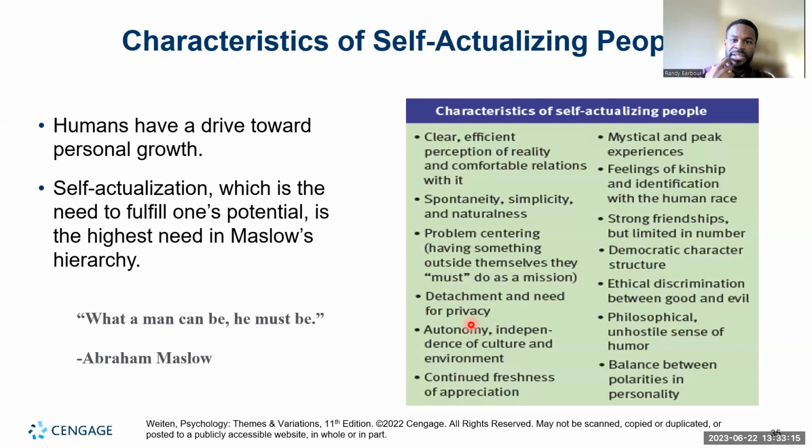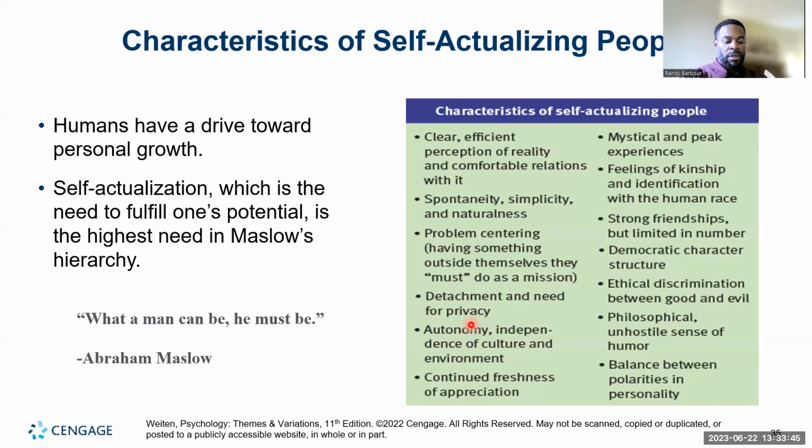Their perception of reality, they have a lot of spontaneity, simplicity, right? They love and appreciate freshness and newness, right? They are more ethical in discrimination between good and bad. They have a feeling of kinship, right? They have this idea that they are moving towards something greater, and they treat people better, right? They like to be around people. They like to help others. They have this altruistic behavior.